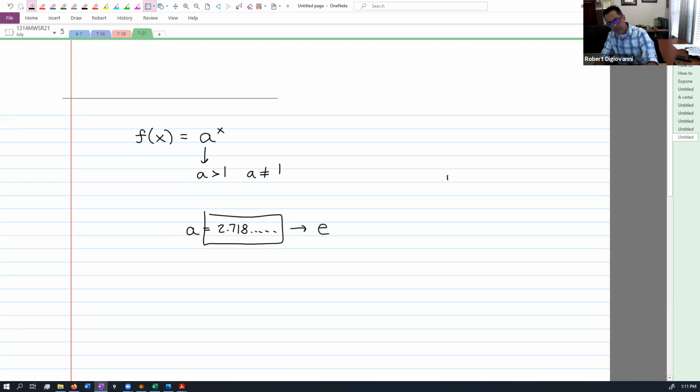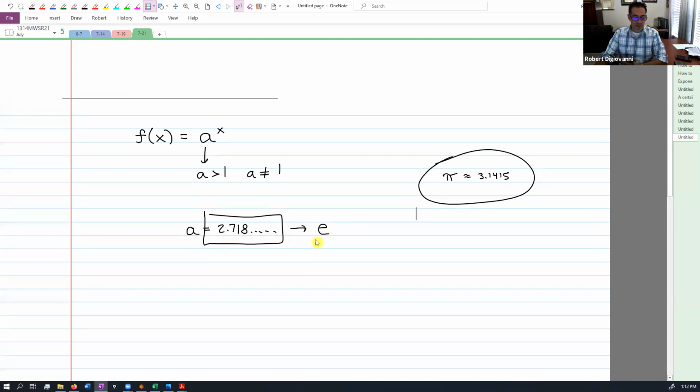Have you all heard of pi before? You've heard of pi for finding areas of circles, right? You've heard that at some point. Some of you may know that pi is about 3.1415. It's this very special number. It's so special that we give it a symbol, pi. Well, E is exactly the same. E is this really special number. It's about 2.718, and it's used a lot in math.